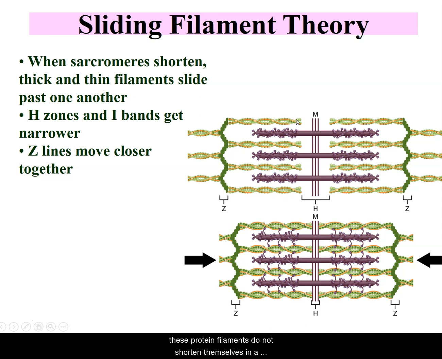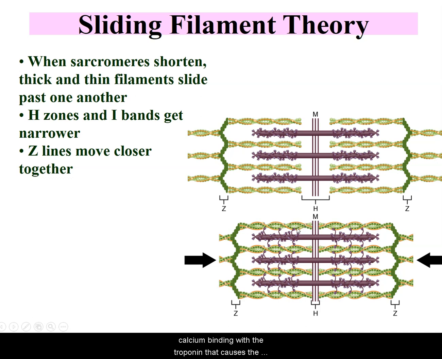And before we get any further, we need to say again that these protein filaments do not shorten themselves in a contracted muscle. They do not shorten. The actin doesn't shorten. The myosin does not shorten. When there is a contraction, when the sarcomeres shorten, the thick and thin filaments slide past one another, where you have those myosin heads binding on the binding sites of the actin.